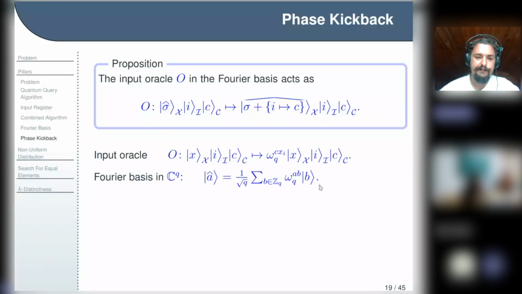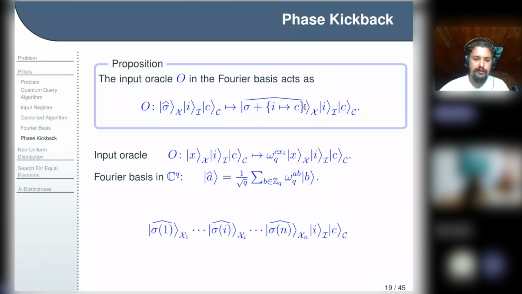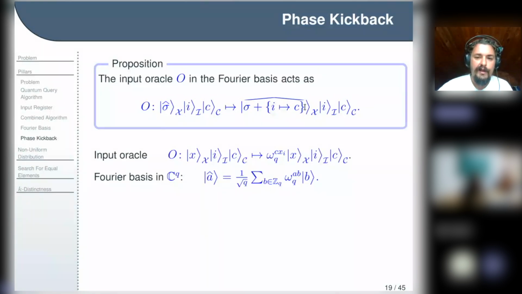So this adds this function here. I don't have it written down. Sorry. So what's meant here? This sigma is a function, as I had on a previous slide. And this a_i maps to c is a function such that sigma of i is equal to c, and sigma of i is zero everywhere else. I had a slide, but I lost it during preparations. Essentially the input oracle just adds the value of c to sigma i.